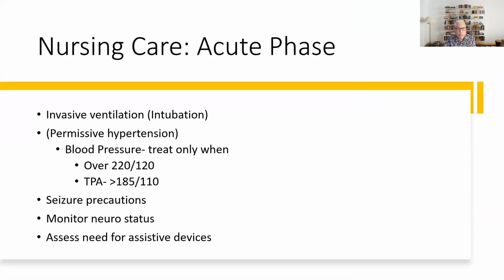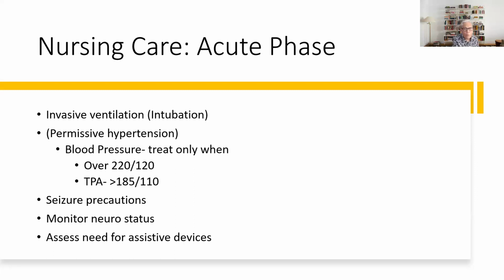Additional management of patients who have had a stroke might include also the use of a ventilator. So patients might have to be intubated. Usually they're intubated because they have a low Glasgow coma scale. And also it's going to be important, particularly if the patient has an increased intracranial pressure.